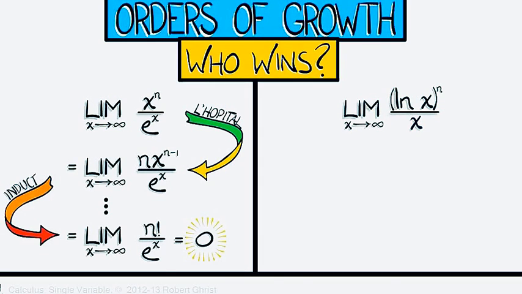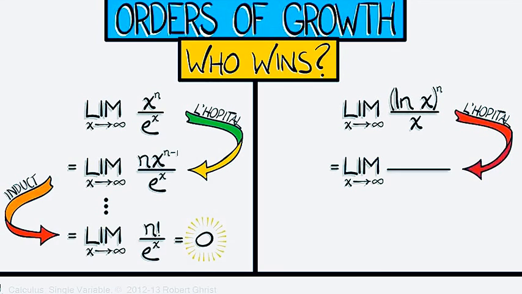Likewise, if we consider, say, the natural logarithm of x, and let's raise it to the nth power and compare it with linear growth, with the monomial x, then what happens? Well, if we apply L'Hopital's rule, we get in the numerator n times the log of x to the n minus first power times the derivative of log of x, which is 1 over x. The denominator, well, the derivative of x is simply 1. So we are left, again, with an indeterminate limit.